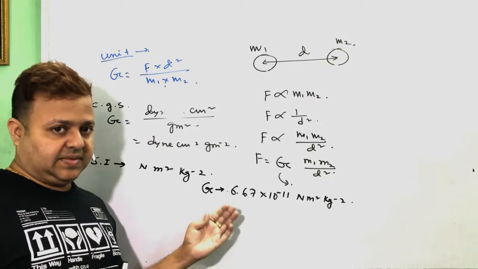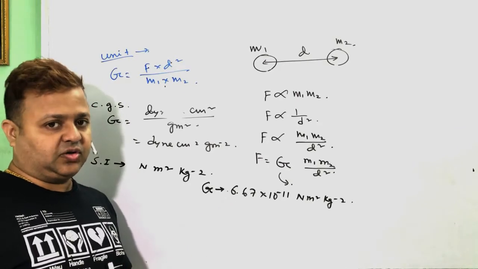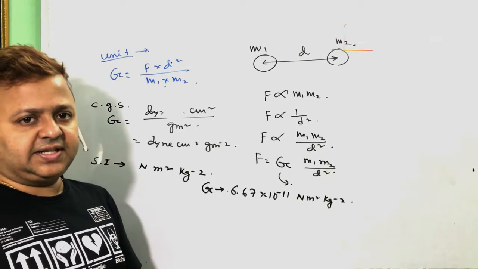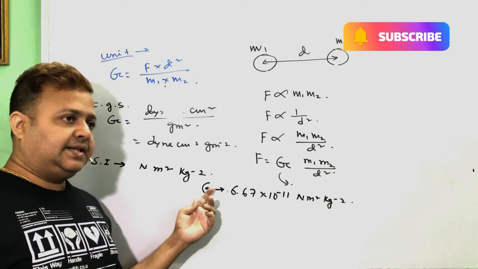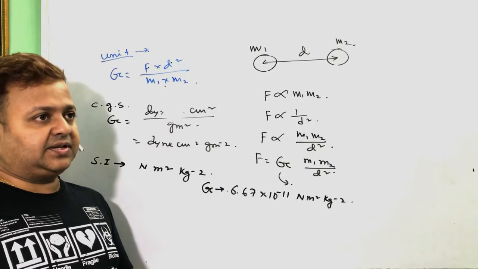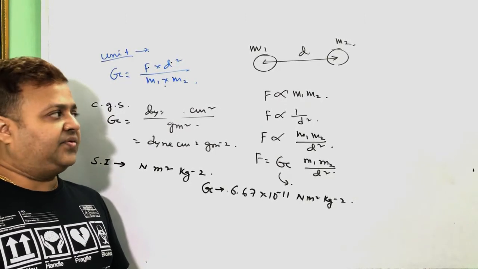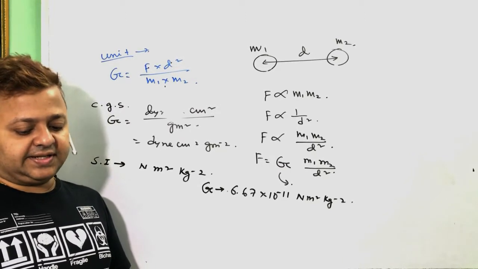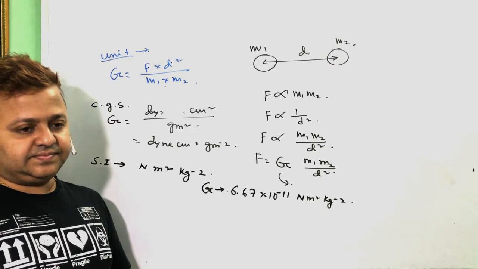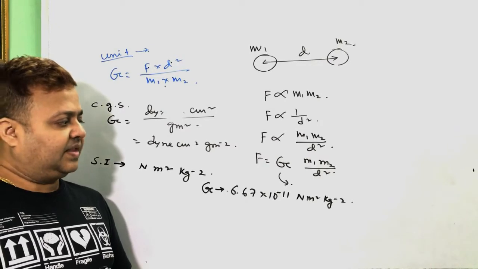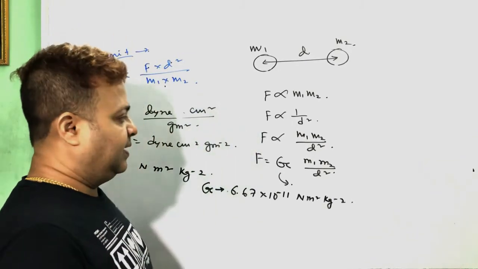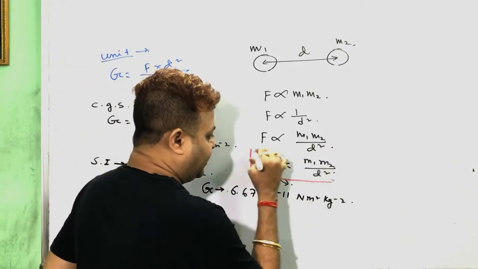This G, the gravitational constant, is called the universal constant because the value of G remains the same for all distances, from very small distance to very large distance. So this is the main formula of Newton's law of gravitation.